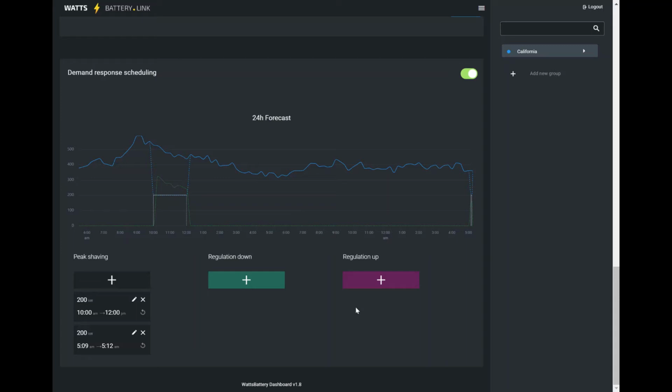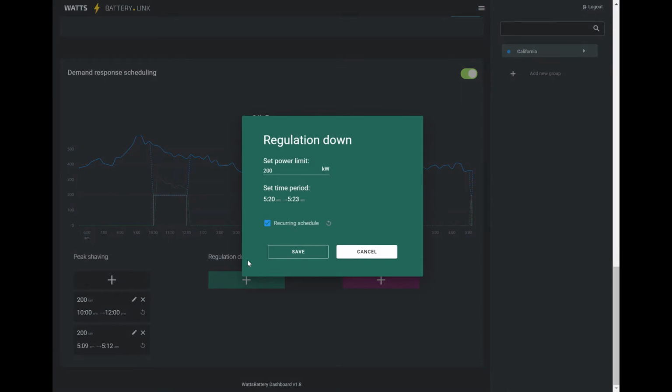Let's now explore how we can set up regulation down, regulation up energy services. For this example, we can click on the regulation down, where it's the same exact behavior as we do with any other service. We set up the power that we want to have as a regulation down, and we set up the times that we want this service to be active for.